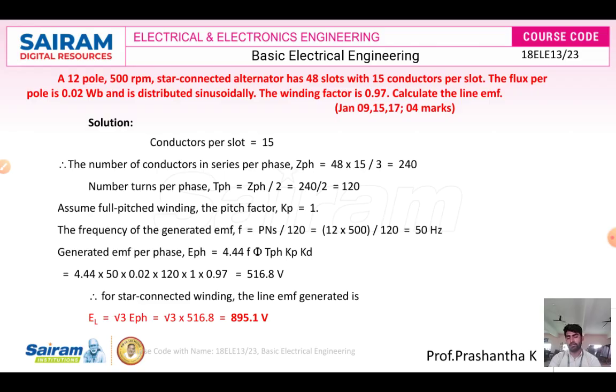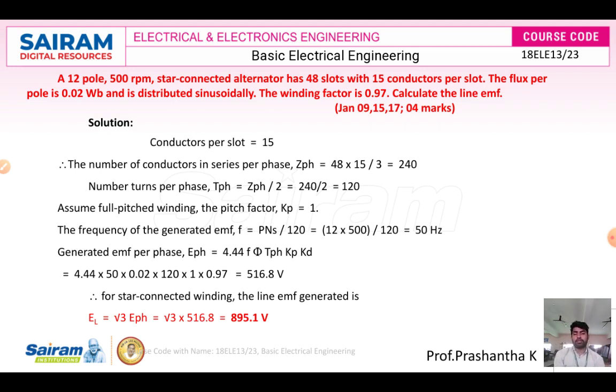Generated EMF per phase, E phase is equal to 4.44 f phi T phase Kp Kd volts. So 4.44 into 50 into 0.02 into 120 into 1 into 0.97, that is 516.8 volts. For star connected winding, the line EMF generated is EL is equal to root 3 E phase, that is root 3 into 516.8, which is equal to 895.1 volts.